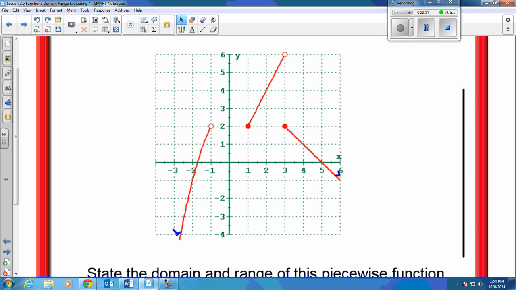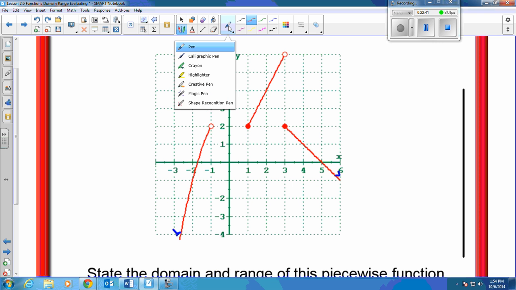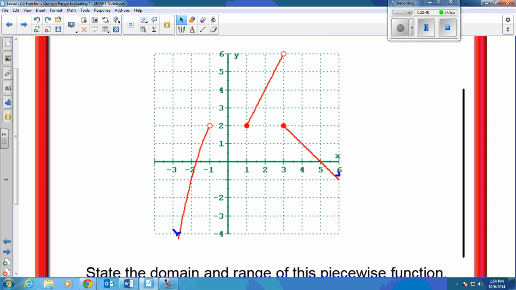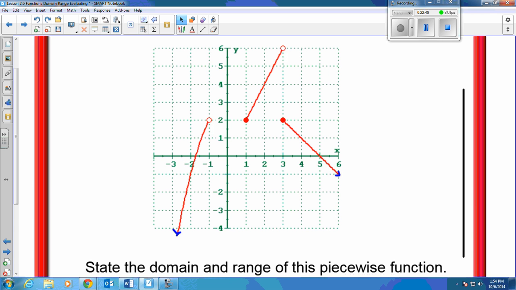Now, domain are my x values. So we can also think of that as the width of my graph. So this is how wide my graph is from left to right. So if you take your domain highlighter, we can figure out what our lowest x value is. Now, oh, my graph moved. Hold on. There we go. If we take our domain highlighter, we can figure out our lowest x value.